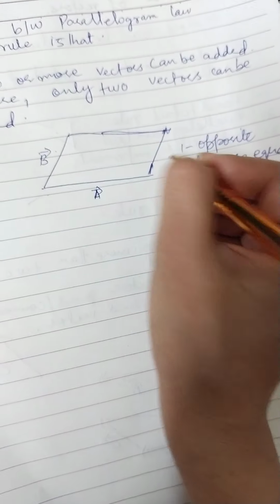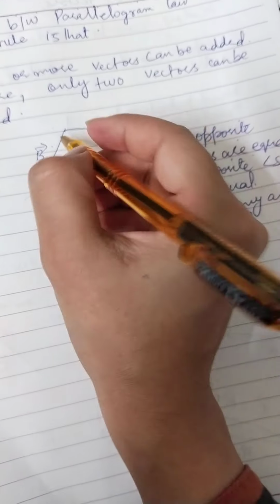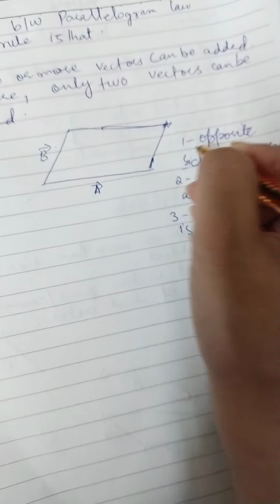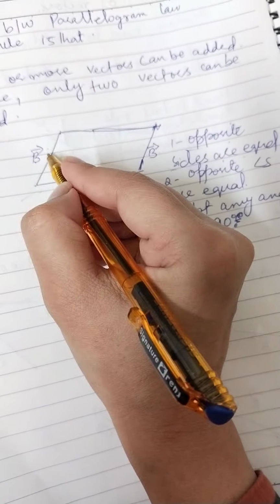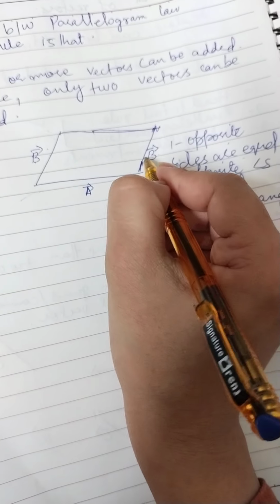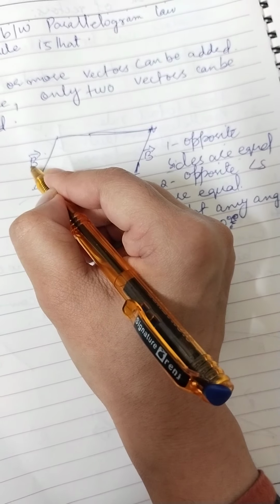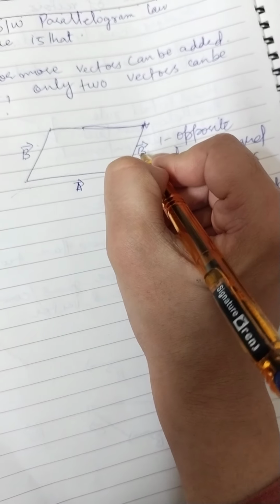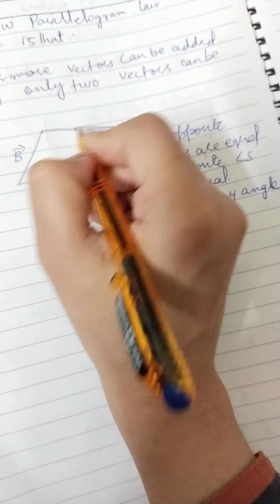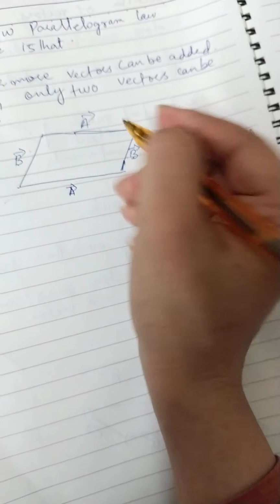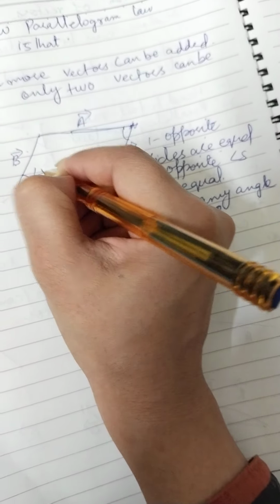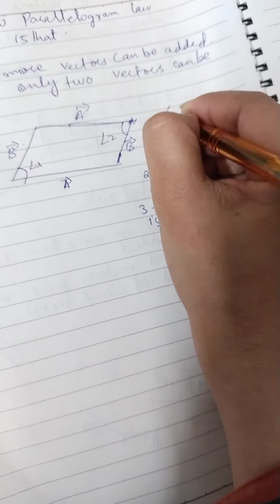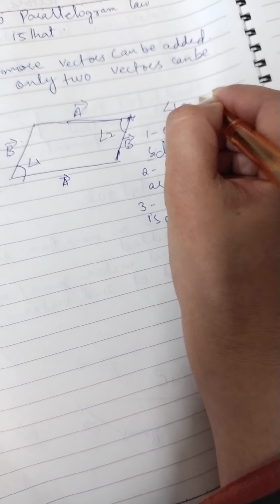If opposite sides are equal, as we have understood from the figure, that means if this side is B, then this side is also B. The opposite of this side is this. That's why if this is vector B, then this would definitely be vector B again. And this is vector A. Also, opposite angles are equal. Let's say this is angle 1 and this is angle 2. So, angle 1 is equal to angle 2.